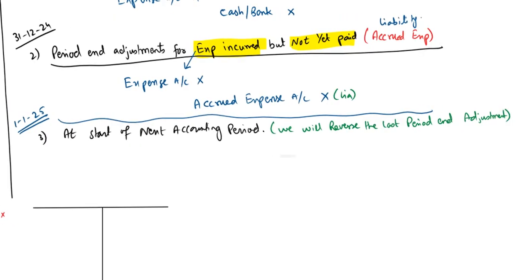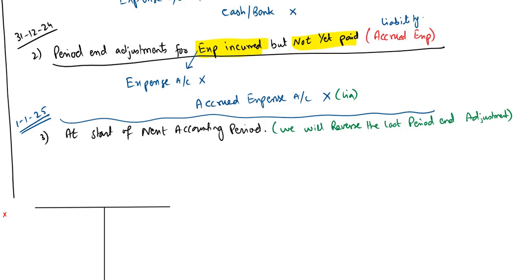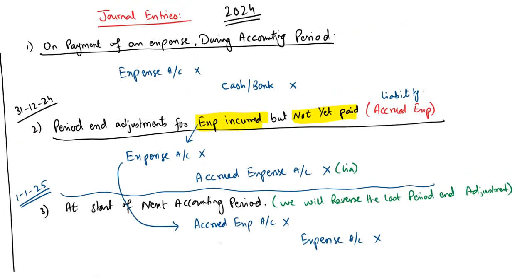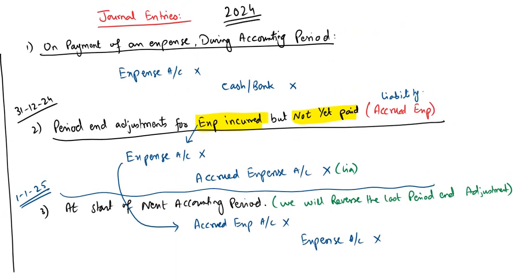So what entry did we pass in the closing period? Expense is debit and accrued expense is credit. So in the next year, this entry will be reversed, because the closing will be the opening of the next year. So we will pass accrued expense as debit and expense as credit. So these are the journal entries which we normally use in this chapter.